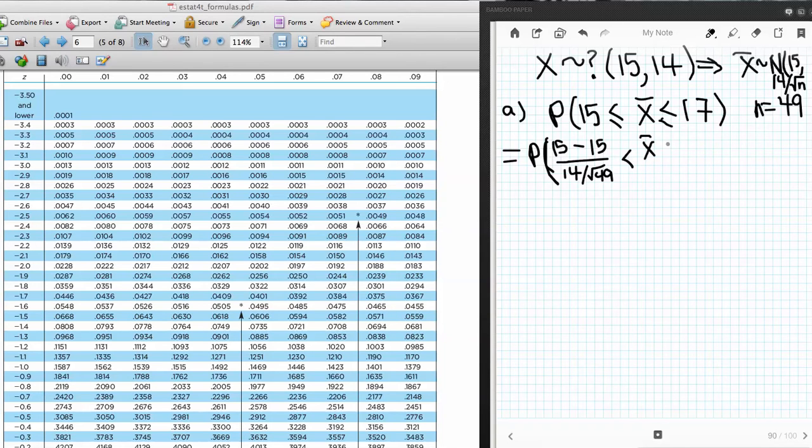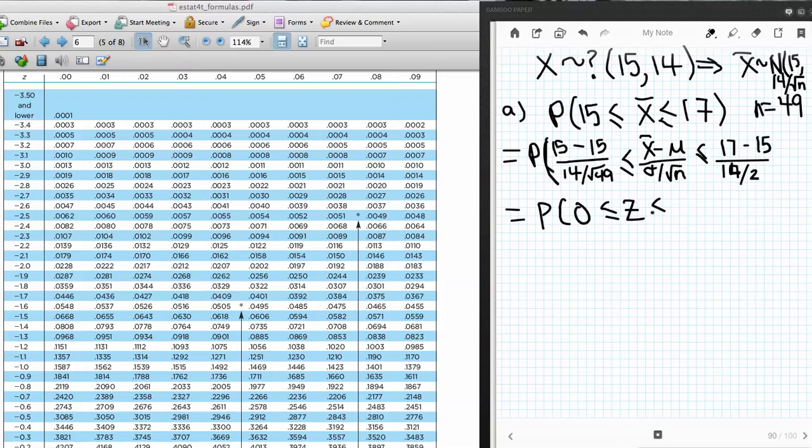We'll standardize this, so I'll write that using notation. And then we'll do the same thing with our 17. So 17 minus the mean divided by the standard error as well. And so now we have a value equaling 0 on the left. We have standardized this, so we now have a z-score, which we can use our standard normal table to find. And then we have 4 divided by 14.